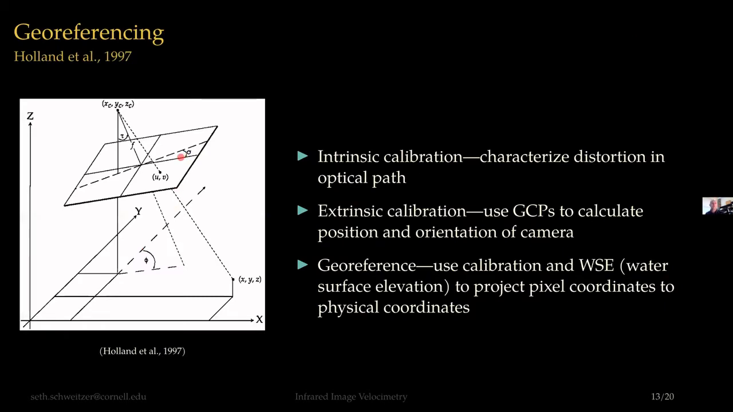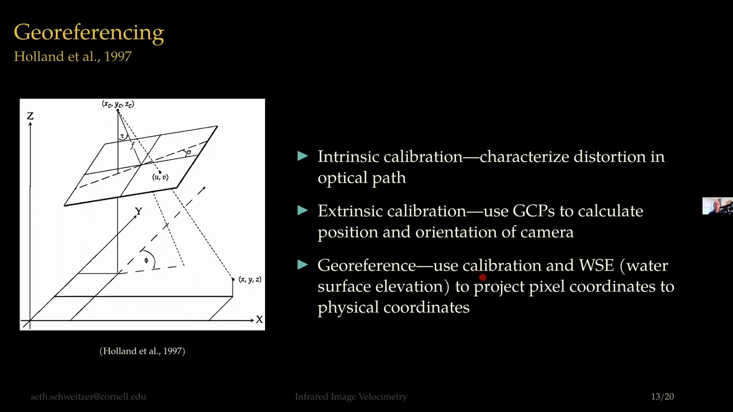For georeferencing, we follow Holland et al. We have basically 3 stages. We do an intrinsic calibration, which is to characterize the camera and the optical setup. In our case, we're really only looking at radial distortion in the lens system, which is very important to correct for. The next step is an extrinsic calibration, which is done in the field, so we use GCPs. Lots of different people have talked about that in the workshop. And then finally, after we've calculated our surface displacements in pixel space, we georeference those to get to velocities.